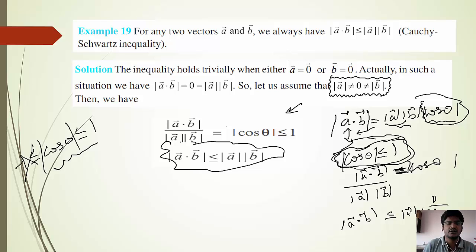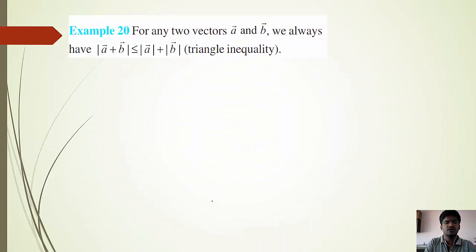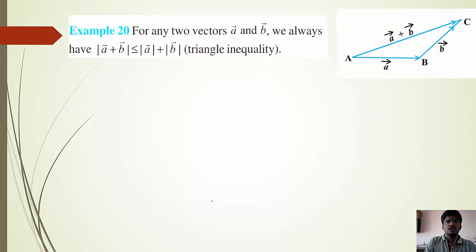So this is the required answer. Clear, students? So this is how we are going to simplify this particular problem number 19. I think you are very much clear with this. So I will remove all the rough work. Now I will go for question number 20. So for question number 20, what are they asking you to prove?